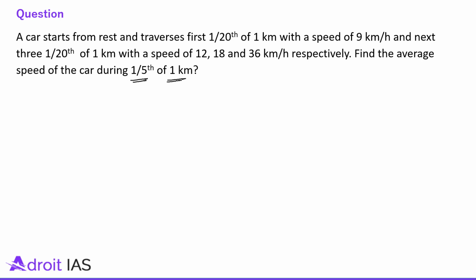See everyone, in this question the data is actually confusing, right? The question is very simple, but they are unnecessarily confusing you. Let's say this is 1 kilometer. So this is, let's say, 1/5 of the first 1 kilometer, 1/5 of 1 kilometer, right?